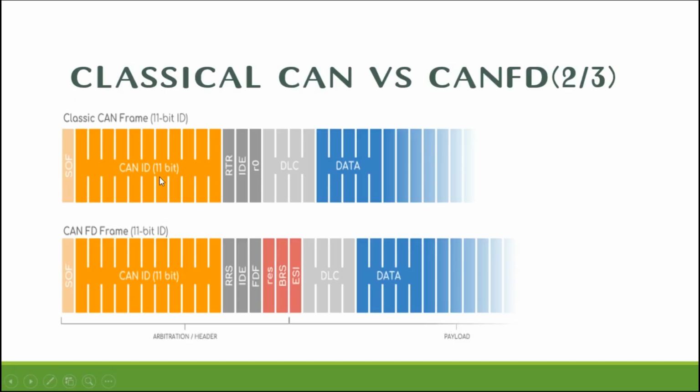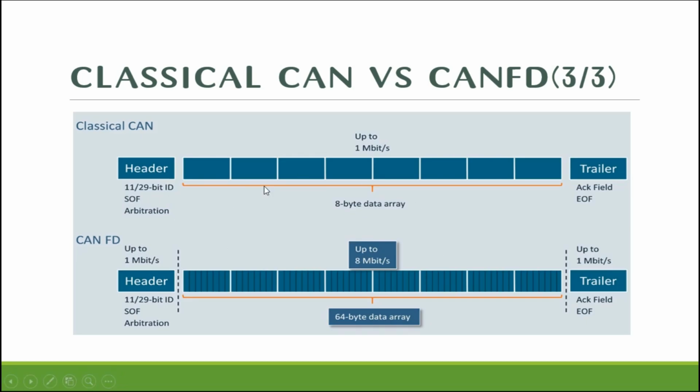Here you can see the difference between the classical CAN frame and the CAN FD frame. You can see some differences in the RES, BRS and ESI bits and so on. So here is the major difference. In CAN, bandwidth is up to 1 megabit per second and the data field is 8 bytes, and in CAN FD bandwidth is up to 8 megabit per second and the data field is 64 bytes.